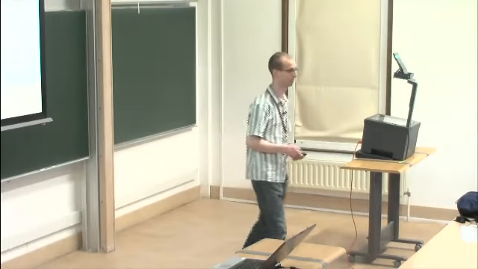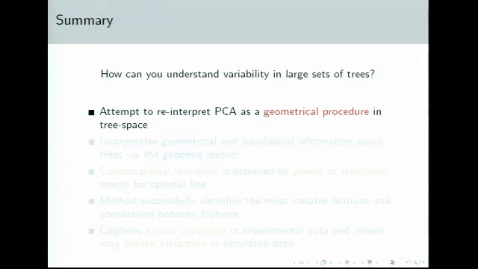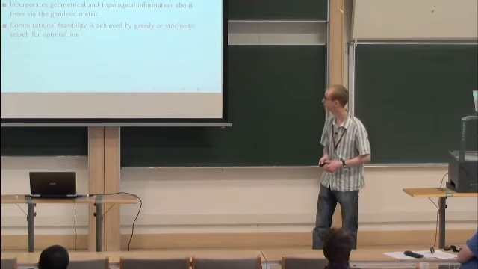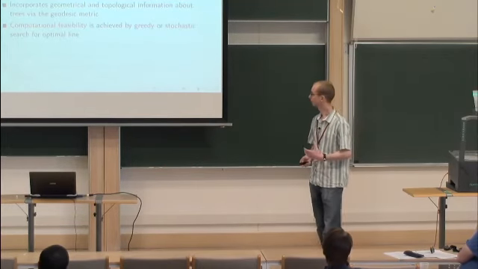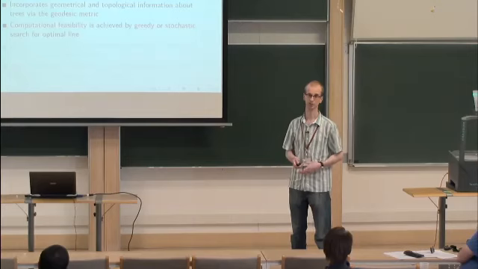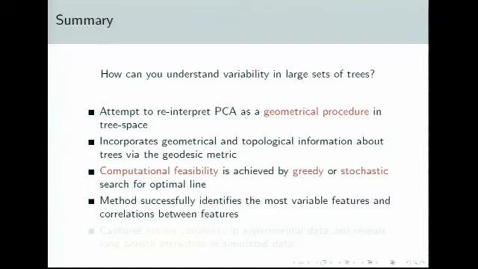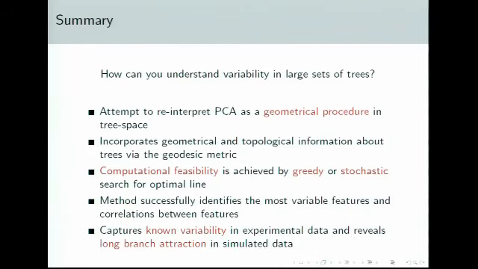So just to sum up then, I've had a go at doing some version of principal components by thinking of it as a geometrical procedure in tree space. A crucial feature is I'm using geometrical information as well as topological information to do this. It's a computationally intensive problem to find these lines, and using these examples, hopefully I've shown how we can capture interesting things in data sets.